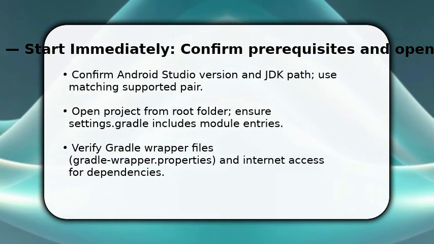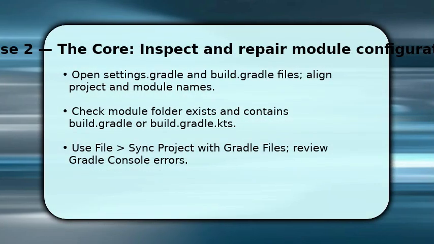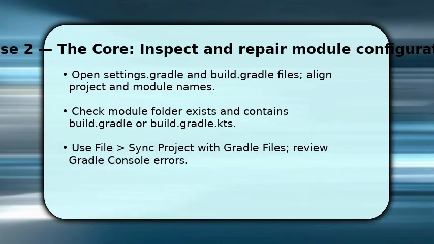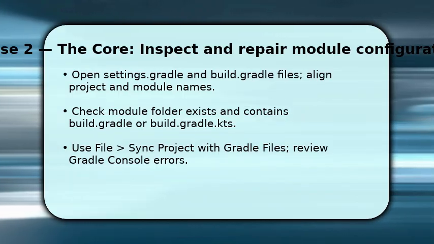Now you focus on the core fix. Open settings.gradle and the module-level build.gradle to align names and path declarations, because mismatched names cause module-not-specified errors. Next, confirm the module folder actually contains a build.gradle or build.gradle.kts file. If it is missing, add a minimal file and apply plugin com.android.library or com.android.application as appropriate.